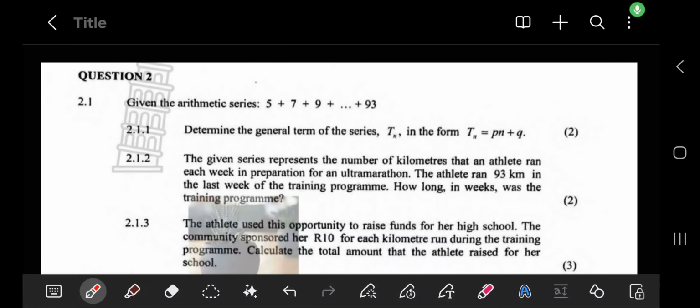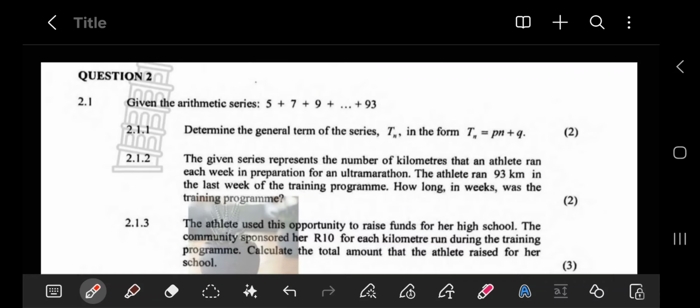Here we've got question 2, and 2.1 says, given the arithmetic series, so we've got 5 plus 7 plus 9, and it goes all the way up until 93. So a very basic arithmetic series. All we're doing is adding 2 each time. The good thing here is that we know what the last term is, just in case we need to calculate a sum.